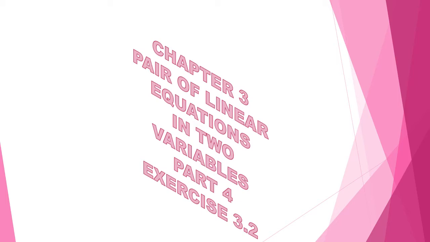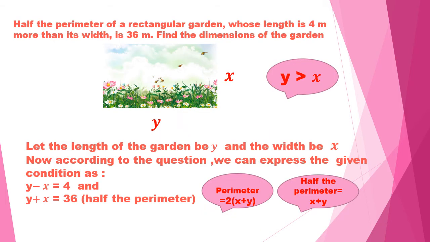Today we will take chapter 3, pair of linear equations in two variables, part 4, exercise 3.2. Half the perimeter of a rectangular garden whose length is 4 meters more than its width is 36 meters. Find the dimensions of the garden.